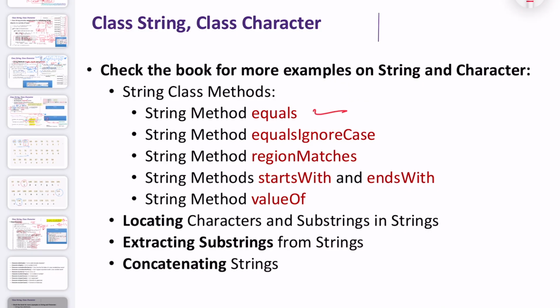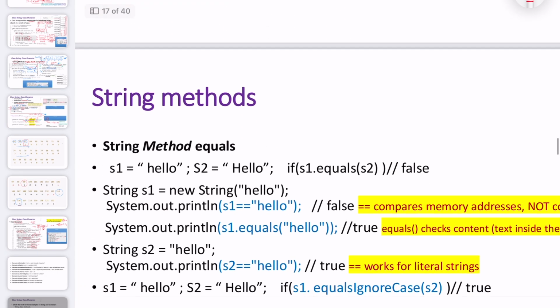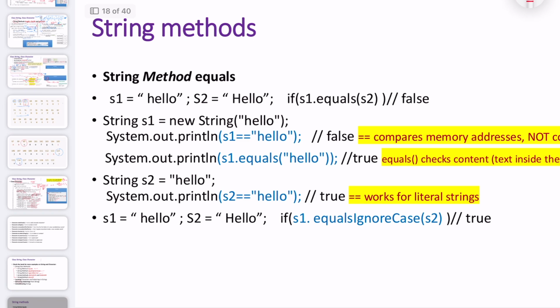But we have extra methods. We have equals, equalsIgnoreCase, regionMatches, startsWith and endsWith, valueOf, and all of these methods come from the String class. We also want to learn how to locate a character in a string, how to do a substring, how to extract and concatenate multiple strings. So let's start with equals.